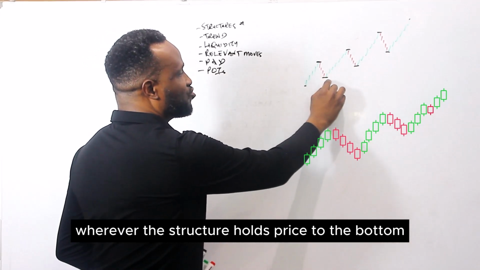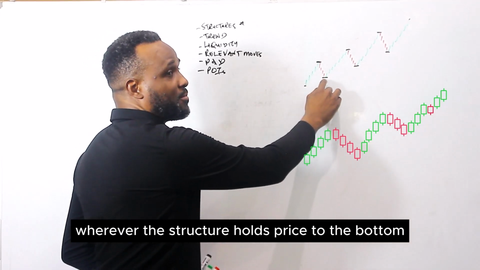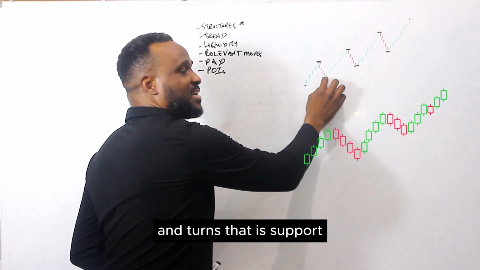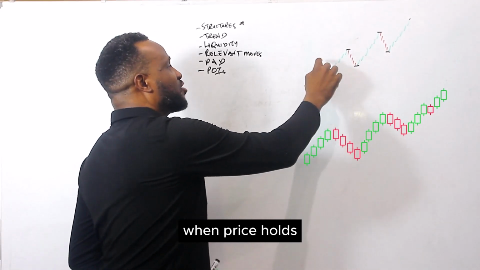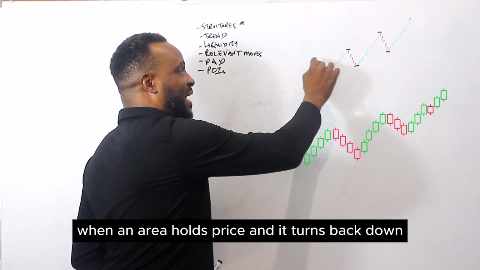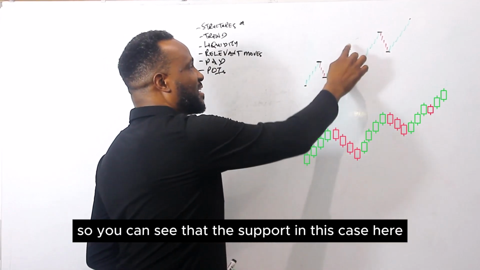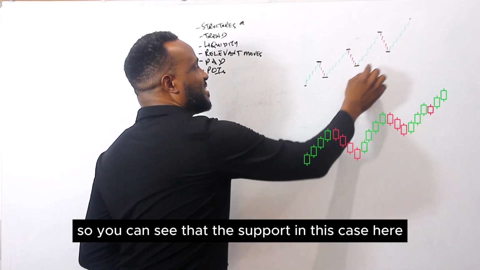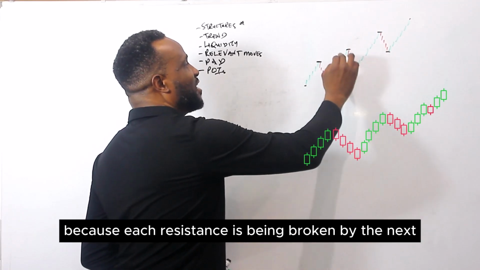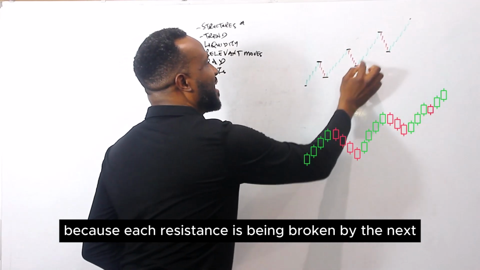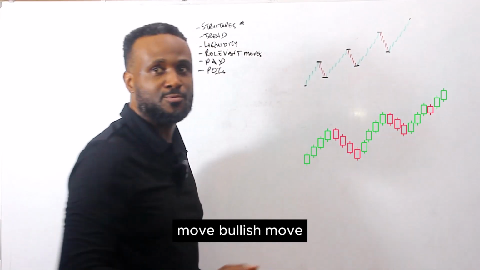So wherever the structure holds price to the bottom and turns, that is support. When an area holds price and it turns back down, that is resistance. So you can see that the supports in this case are stronger because each resistance is being broken by the next bullish move, right?